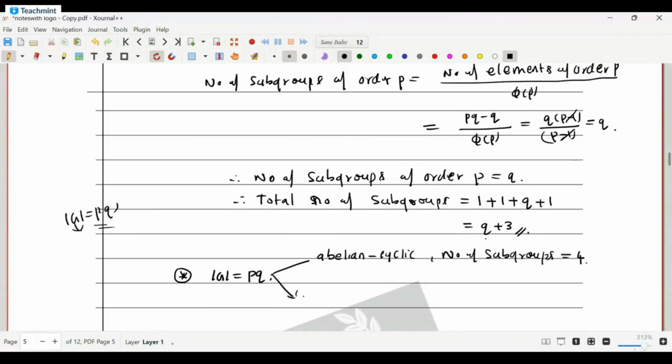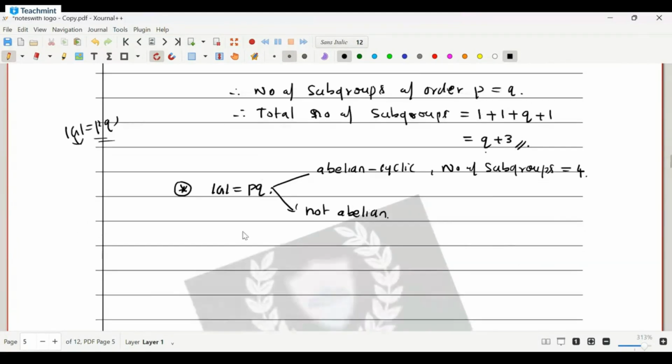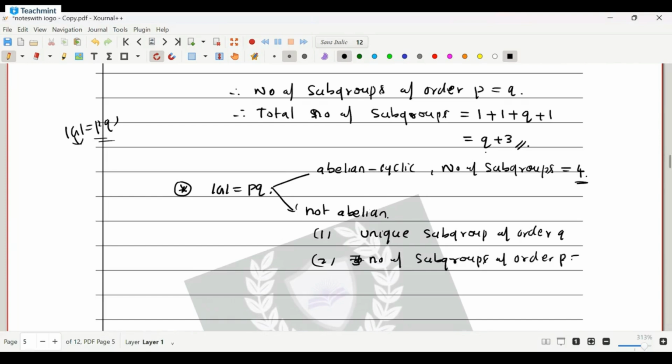ఇఫ్ G is not abelian అనుకోండి, then there exists a unique subgroup of order Q. ఇక్కడ అన్ని ఆర్డర్స్ యూనికే సార్ సైక్లిక్ అయినప్పుడు. లేకపోతే నంబర్ ఆఫ్ సబ్ గ్రూప్స్ ఆఫ్ ఆర్డర్ P ఈజ్ ఈక్వల్ టు ఎంత సార్? Q సార్.